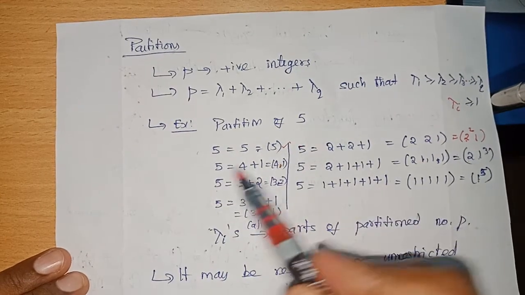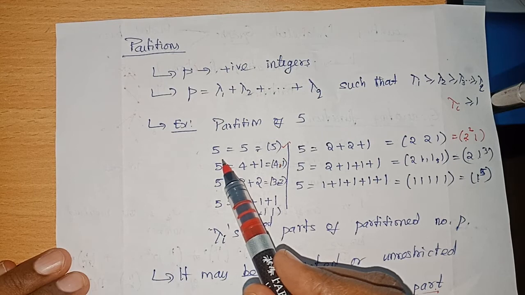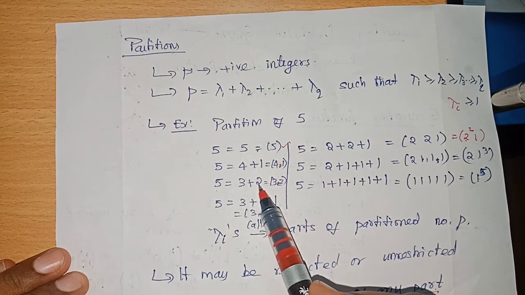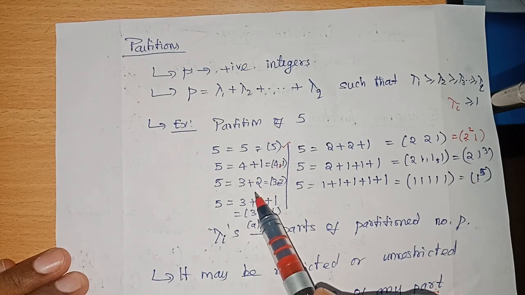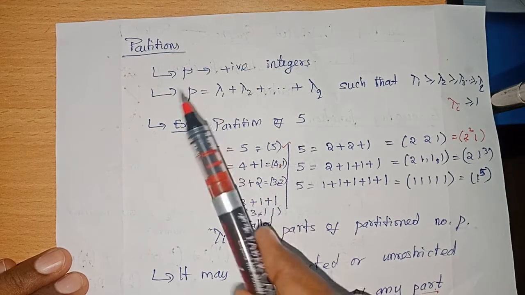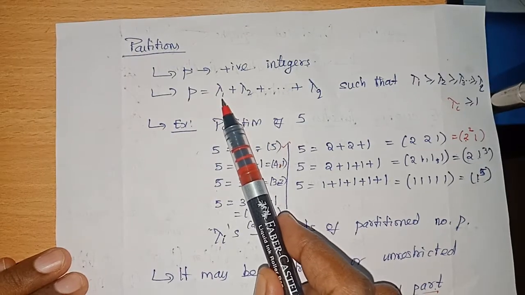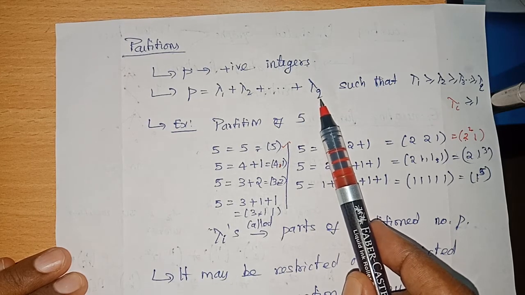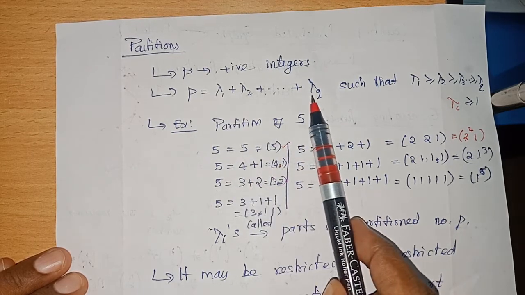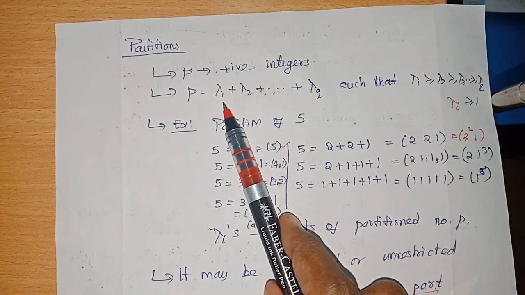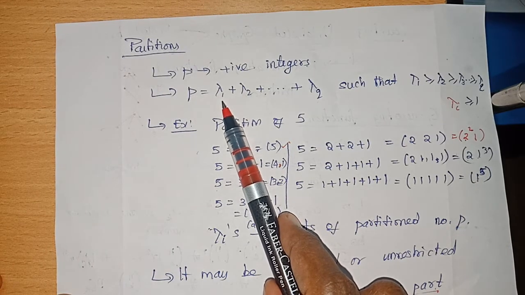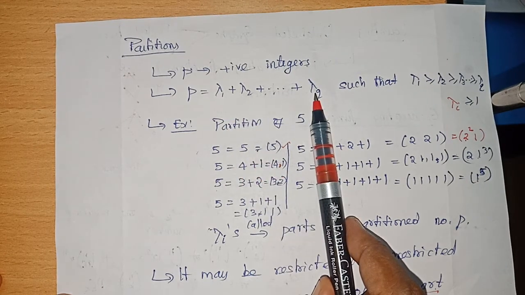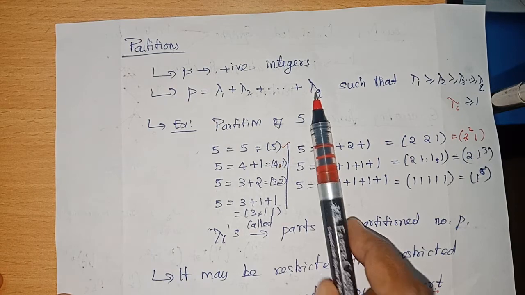For example, 5. 5 can be partitioned simply as 5, or 4 plus 1, 3 plus 2. So this is splitting of the element 5. A positive integer p can be split as lambda 1 plus lambda 2 plus and so on up to lambda q. The criterion is that it should be arranged in descending order; the greater value should precede. And all the lambdas should be greater than or equal to 1. It should not be 0 or negative.